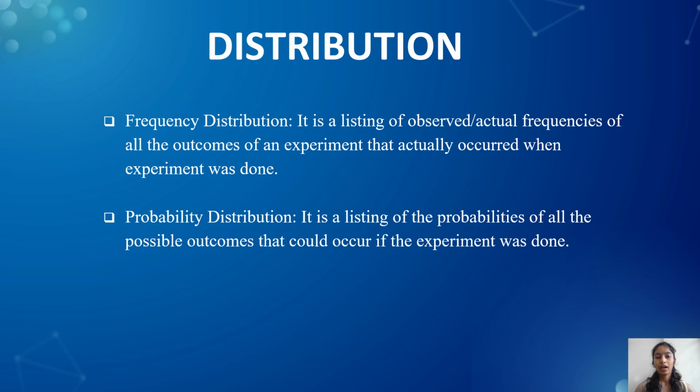Distribution. There are two types of distribution: frequency distribution and probability distribution. Frequency distribution is a list of observed or actual frequencies of all the outcomes of an experiment that actually occurred when the experiment was done. Probability distribution is a list of the probabilities of all the possible outcomes that could occur if the experiment was done.